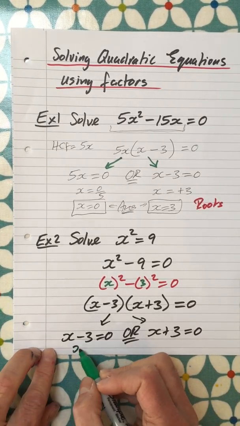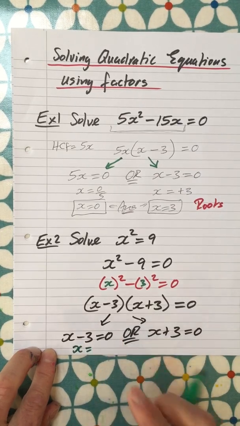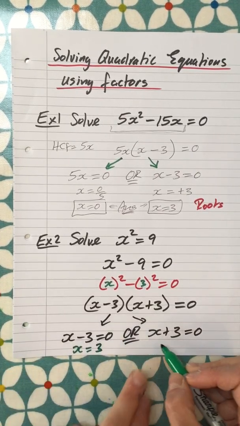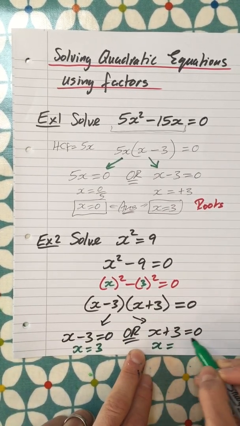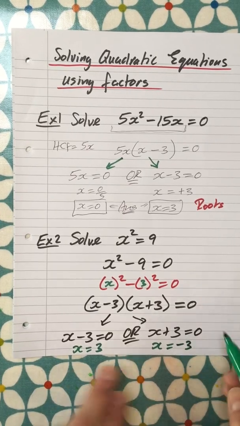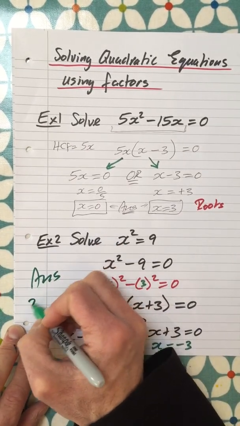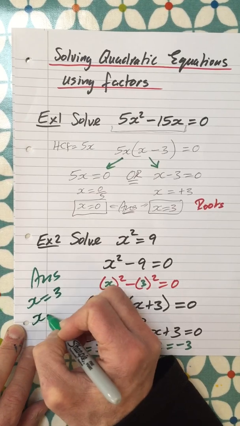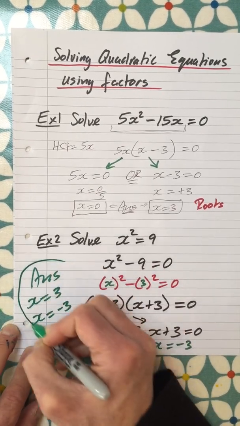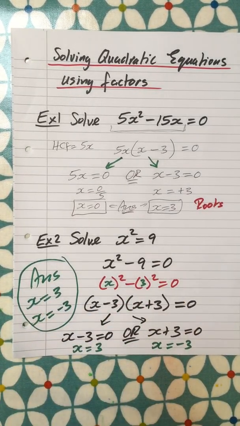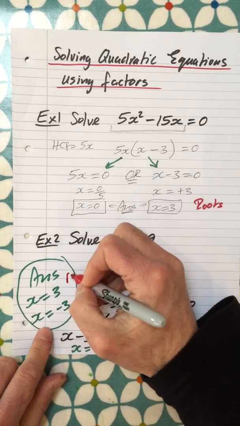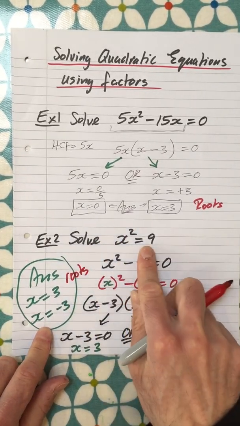This one here, x, when I bring the minus 3 over, it becomes 3. And this one, when you bring the 3 over, x becomes minus 3. So my answers for this one are x equals 3 and x equals minus 3. And notice I have 2 roots again. These are roots of this equation.